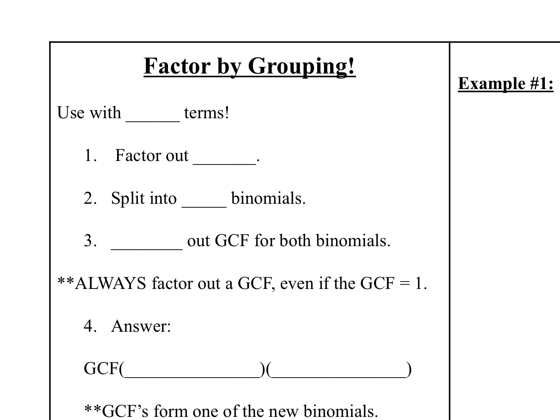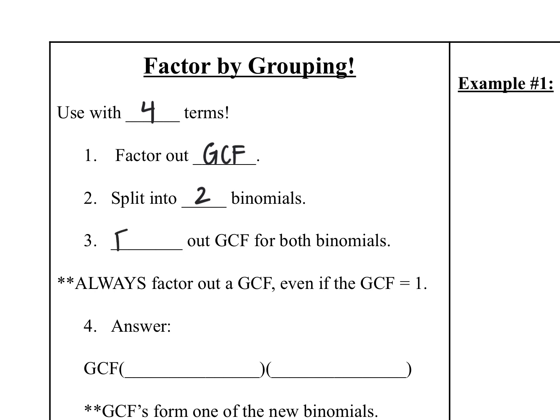Okay, so today we're going to be talking about factoring by grouping, and we're going to do this when we have 4 terms. The first thing that you're going to do is look at all 4 terms and see if there is a GCF, and if there is, you're going to factor that out. Then we're going to split it into 2 binomials.